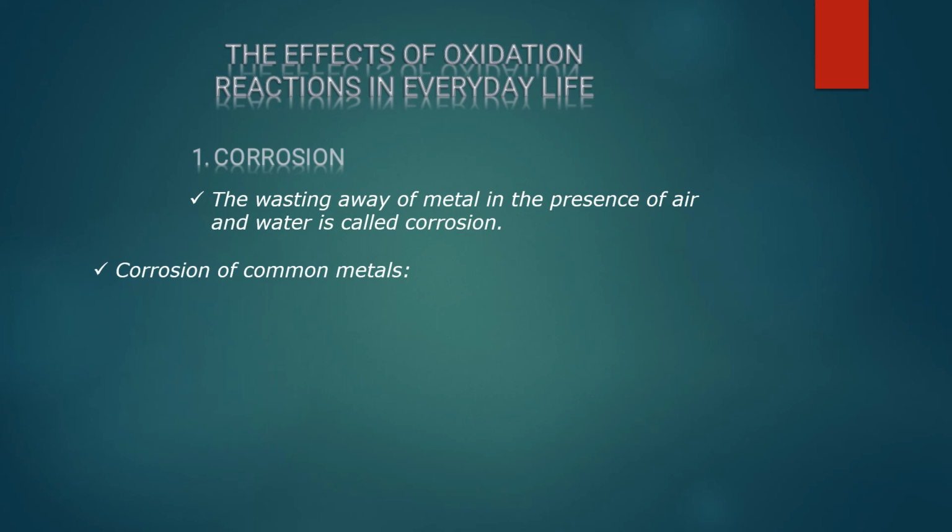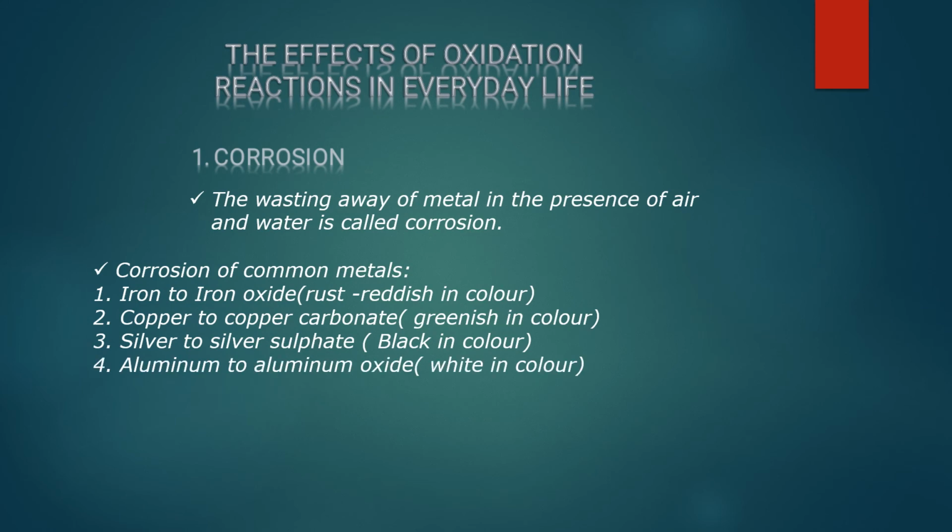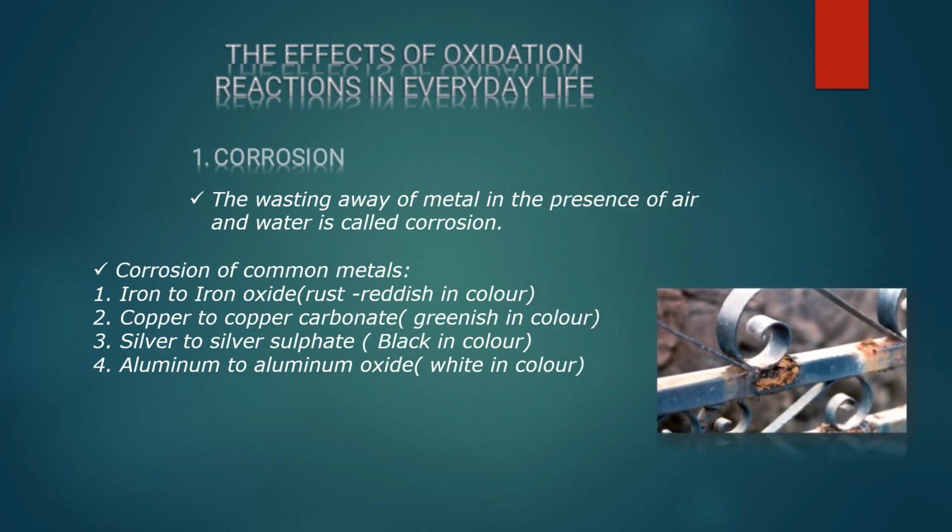Corrosion of common metals. Iron gets converted to iron oxide, which is commonly called as rust, which is reddish in color. Copper turns into copper carbonate, which is greenish in color. Silver becomes silver sulfate, which is black in color. Aluminium gets converted to aluminium oxide, which is white in color. This is an example of rusting of iron.